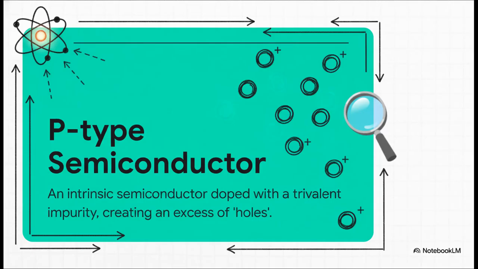Now, let's do the exact opposite. Instead of phosphorus, let's dope our silicon with boron. Boron only wants to make 3 bonds. So when you stick it in the silicon crystal, you've created a vacancy, an empty spot where an electron should be. We call this a hole, and since it's a lack of a negative charge, we treat it as if it's a positive charge carrier, and that gives us a p-type semiconductor.